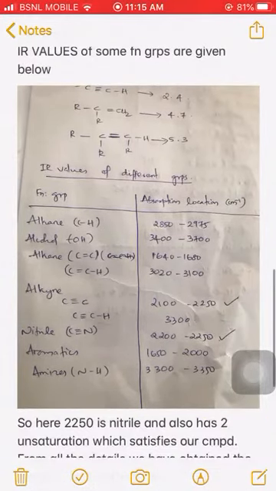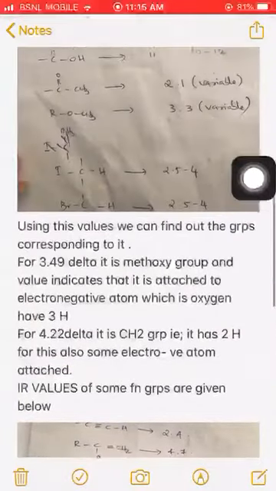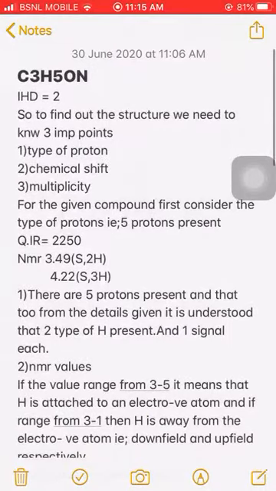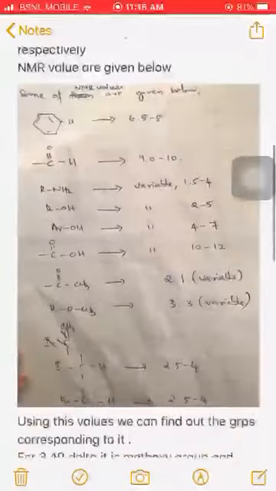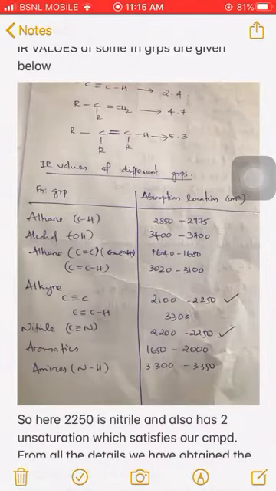Another detail given is the IR value. Here you can see that different functional groups have different absorption locations. The IR value for the given compound is 2250 cm inverse. From the table it is known that it is a nitrile, which has 2200 to 2250, and an alkyne also has a range of 2100 to 2250.